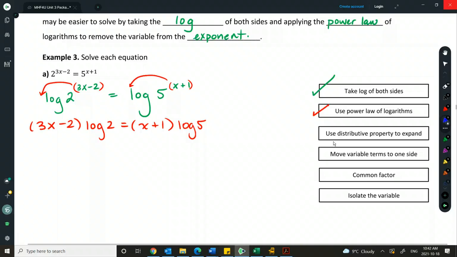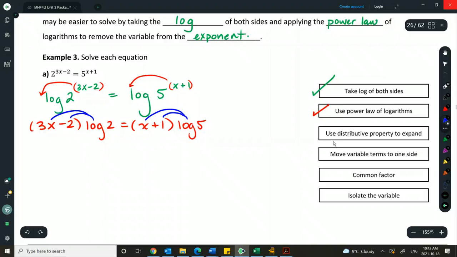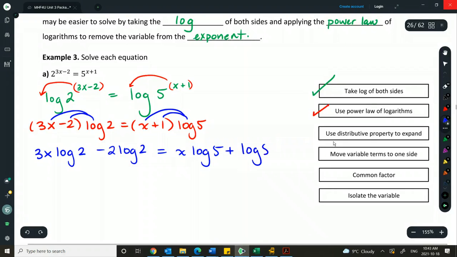Okay, and if I'm going to start getting x's by themselves, I sort of need to expand and move things that have x's to one side, move things that don't have x's to the other side. So I'm going to bring this log of 5 into here and this log of 2 in here. So I'll have 3x times the log of 2 minus 2 log 2, and that's going to be equal to x times the log of 5 plus 1 times the log of 5, so just plus log 5. Use distributive property.